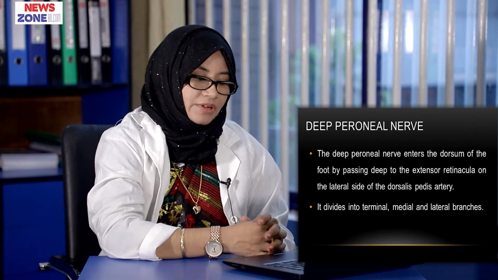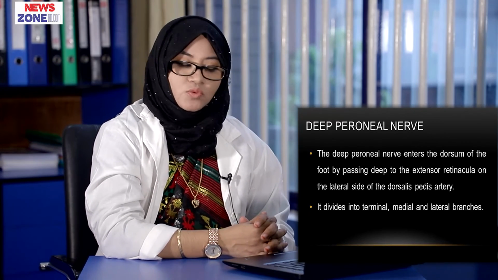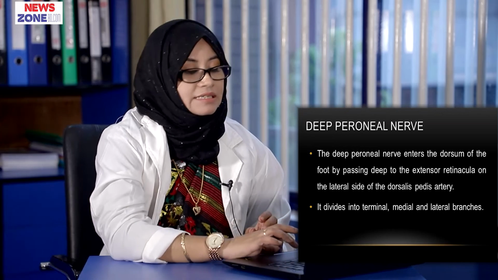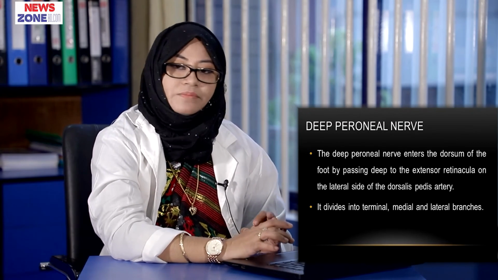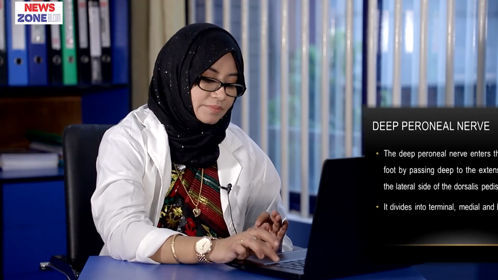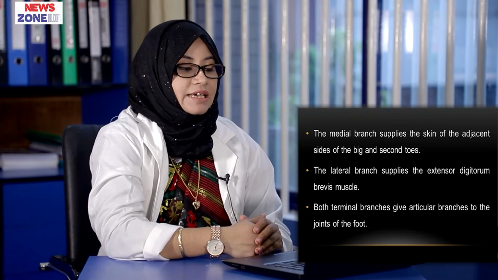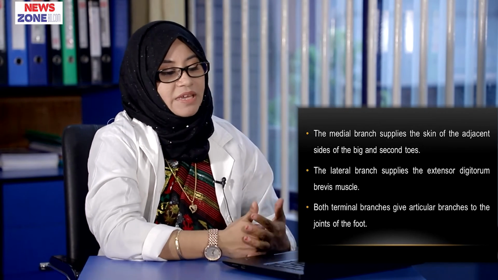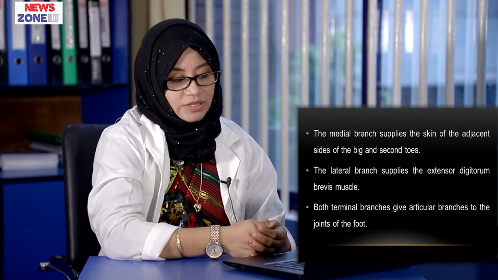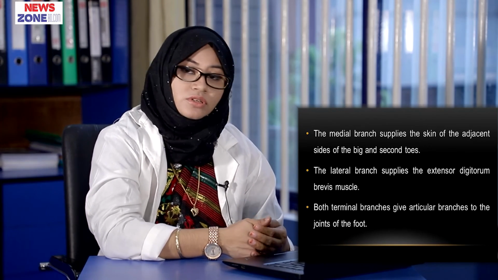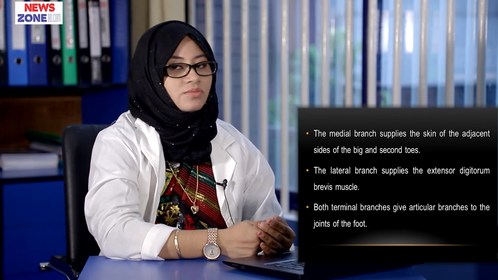Now, deep peroneal nerve. The deep peroneal nerve enters the dorsum of the foot by passing deep to the extensor retinacula on the lateral side of the dorsalis pedis artery. It divides into terminal, medial and lateral branches. The medial branch supplies the skin of the adjacent sides of the big and second toes. The lateral branch supplies the extensor digitorum brevis muscle, and both terminal branches give articular branches to the joints of the foot.